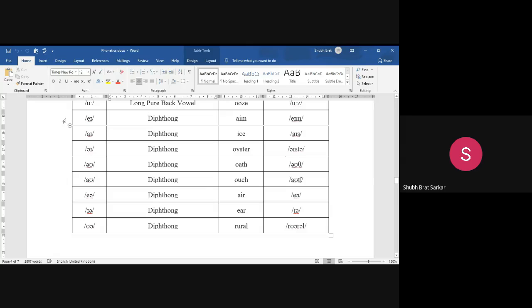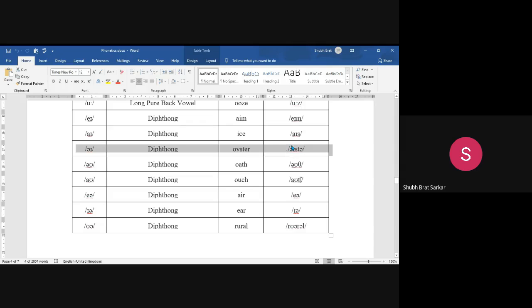I repeat the sounds. Repeat the sounds with me. eɪ, as in aim, aim. aɪ, as in eyes. ɔɪ, as in oyster, oyster. The sounds are ɔɪ, s, t, ə. The initial sound is a diphthong.